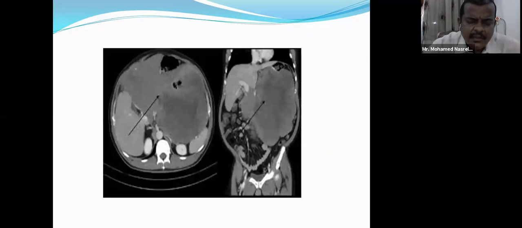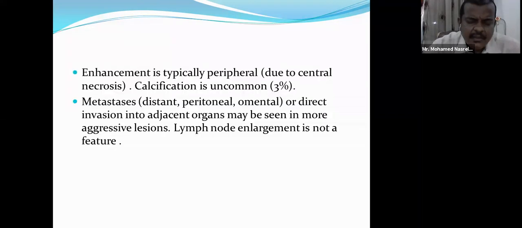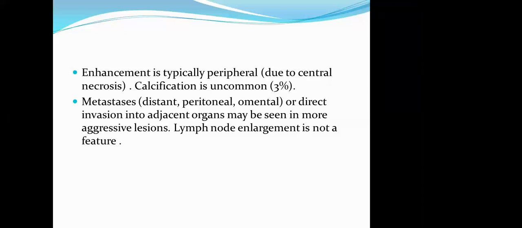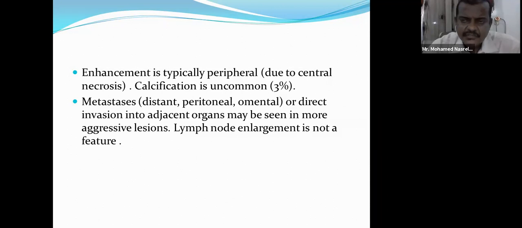Enhancement is typically peripheral because there is central necrosis, and calcification is not common, only in 3% of cases. Metastasis, distant peritoneal, omental, or direct invasion into adjacent organs may be seen in more aggressive lesions, but lymph node enlargement is not a feature. And this is very important because it has a surgical operative implication.